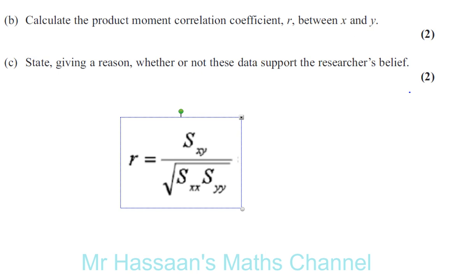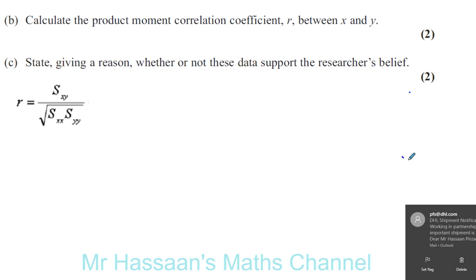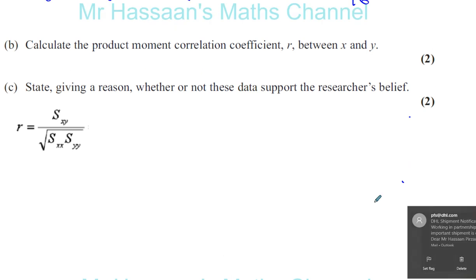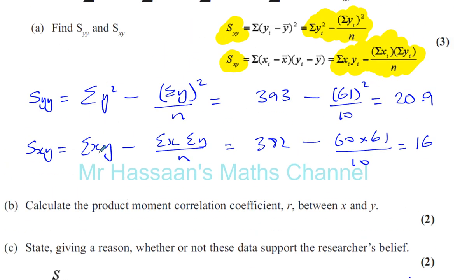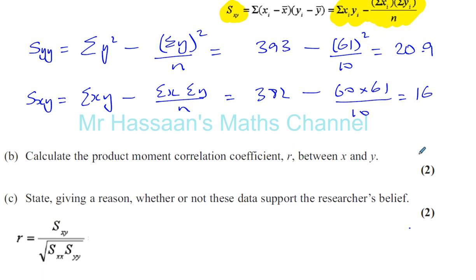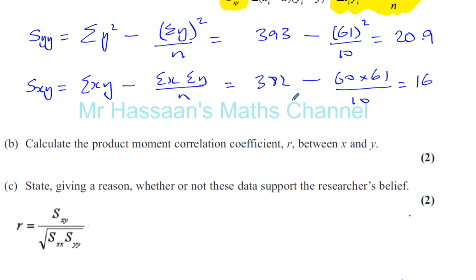Okay, so what does this mean? R basically tells us how closely correlated the first names and the second names are, what the correlation is, and whether they're strongly or weakly correlated. So we need SXY, which we found, and SXX, which was given to us.